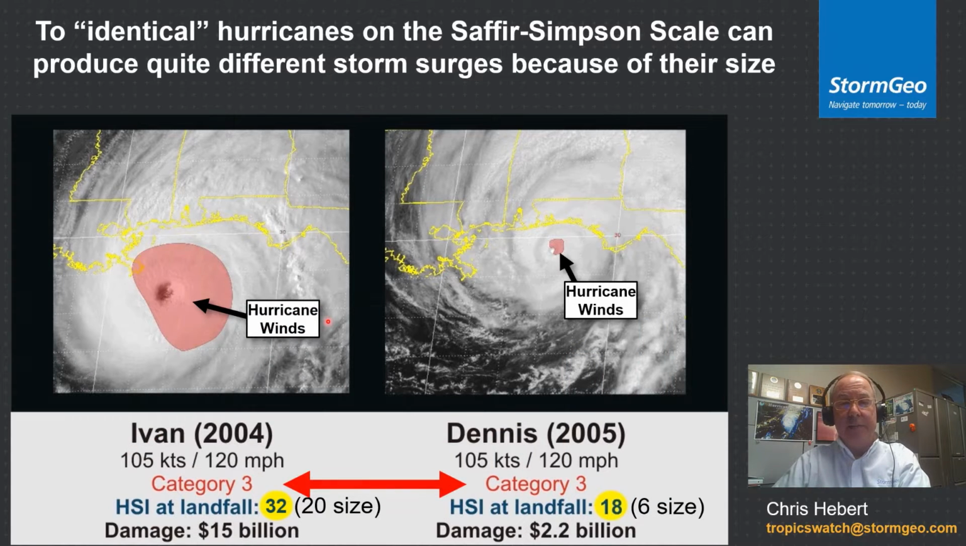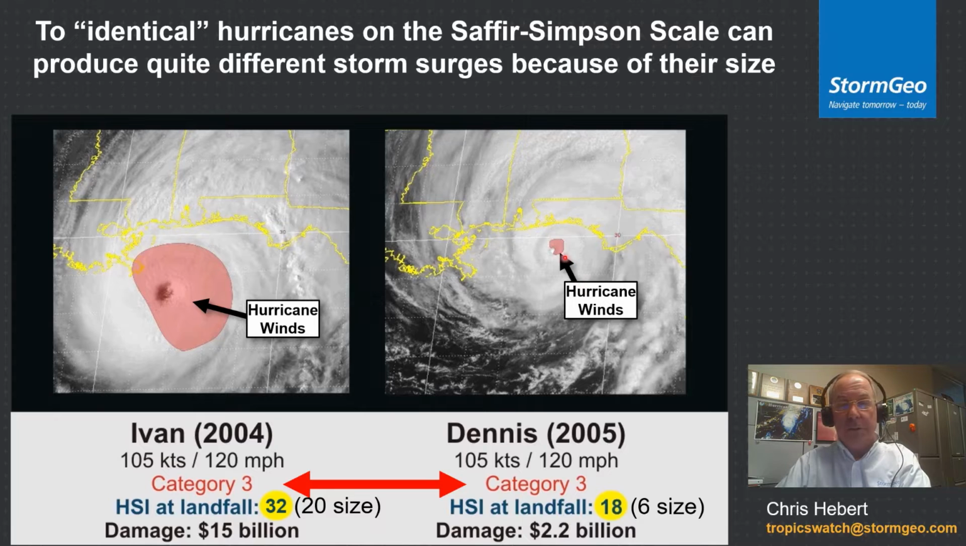Take a look at a couple of examples. Two identical on the Saffir-Simpson scale. Ivan on the left in 2004, Dennis on the right, hit almost the same areas. The hurricane force winds are indicated in the red shading here. And if you look at the Hurricane Severity Index size component, for Ivan it was 20 out of 25 points, which indicates a very large storm, and for Dennis over here, only 6 for the size component.